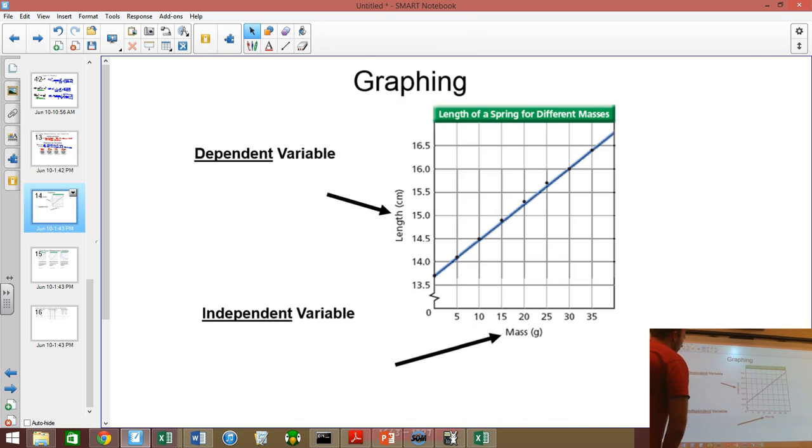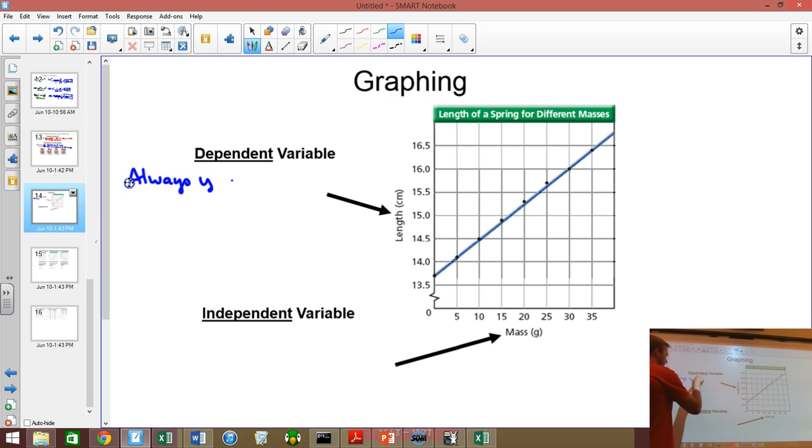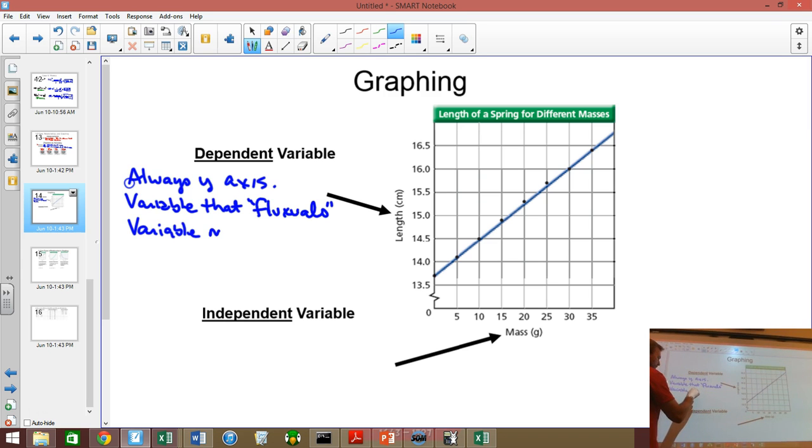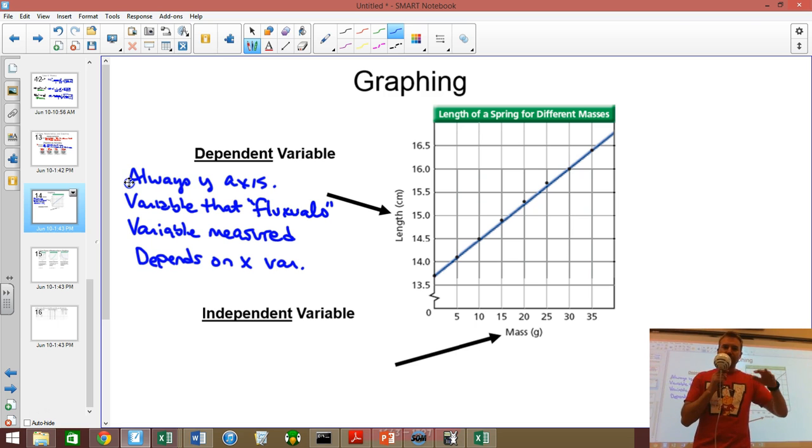Now, relationships. Well, I'm sorry, before we get to the relationships, when we graph, the dependent variable always goes on the y-axis. It's the variable that fluctuates. A lot of times it's the variable that you measure. It depends on whatever the x variable is. So this is something that's fluctuating as time marches on. It's going up, it's going down. That's the thing you're actually measuring.